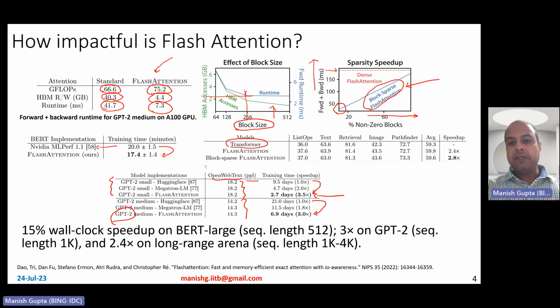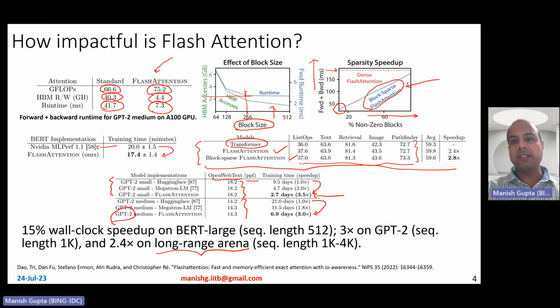Now here are results shown on long range arena benchmark datasets. Several datasets, as you see them here, the quality, as you see, does not drop much as you go from transformer to flash attention to block sparse flash attention. Remember, flash attention is exact, but block sparse flash attention is inexact, right? It's an approximation. Still, you observe that the accuracy metrics across different datasets are more or less the same. However, if you look at it, there is a 2.8x speed up.